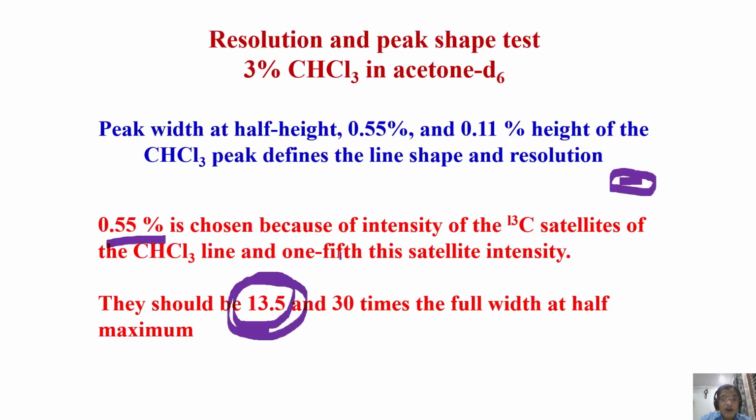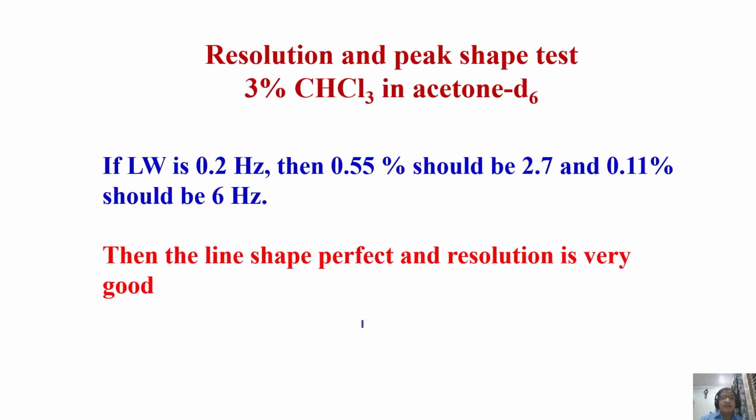Not only that, at 0.11% of the height of the satellites, it should be only a maximum of 30 times the full width at half maximum. So if 1 hertz is the line width at full width at half maximum, at 0.11% of the height of the satellites, it cannot be more than 30 hertz. Otherwise, the peak shape is bad. This is a test. Okay, look at this one.